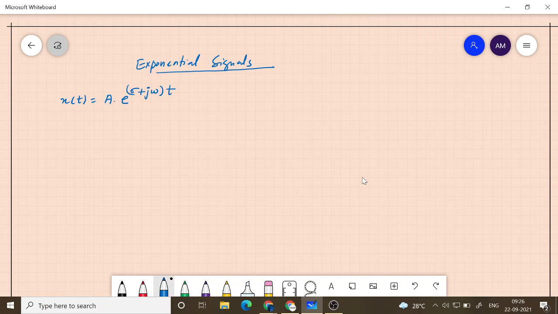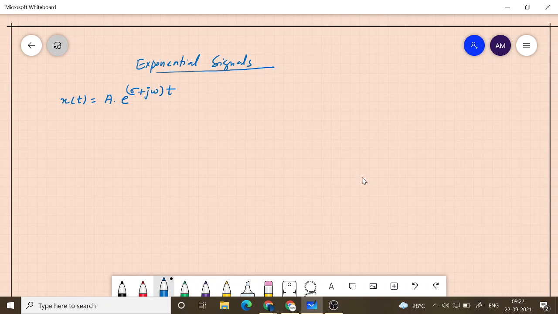The first class I already told you, impulse function and unit step function, they are very important. They will come again and again in the course. And the other class of function which is equally important is this exponential function. Now how does this function look?